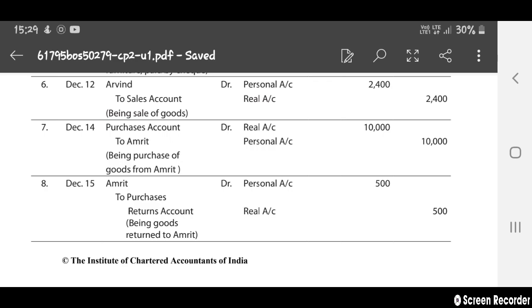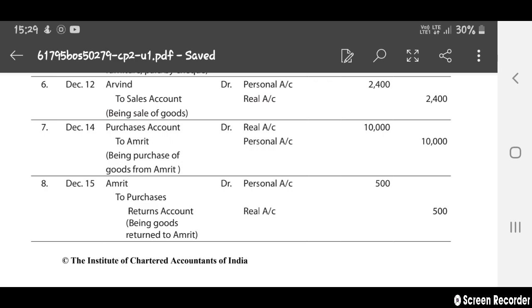Next, seventh journal is December 14, purchase account to Amrit. Purchase account is a real account and Amrit is a personal account, being purchase of goods from Amrit. So Amrit is taking 10,000 money out for purchasing goods. Therefore purchase account is debited 10,000 and crediting towards Amrit's account, so therefore he can purchase the goods that he needs.